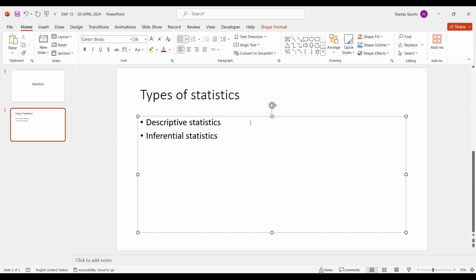As the name suggests, it is used to describe your data. That's why it's called descriptive. Mostly when we talk about data analytics, this is what we talk about. Descriptive statistics is the foundation for data analytics. We use data analytics or business analytics to describe the business, describe the data, right? So we use descriptive statistics.